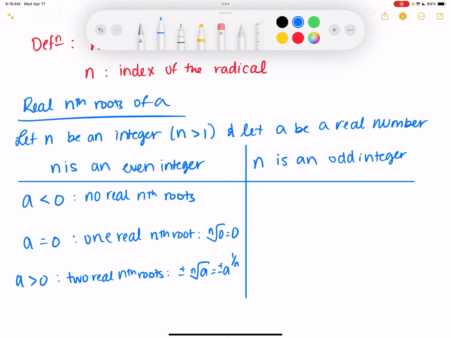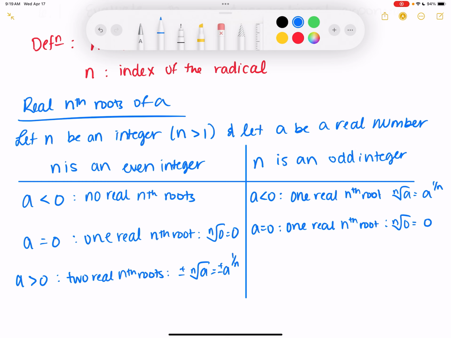Then if n is an odd integer, a is less than 0, there is one real nth root. So the nth root of a is equal to a to the 1 over n. If a is equal to 0, there is one real nth root. So the nth root of 0 is still 0, obviously. And then if a is greater than 0, there's one real nth root. So the nth root of a is equal to a to the 1 over n.